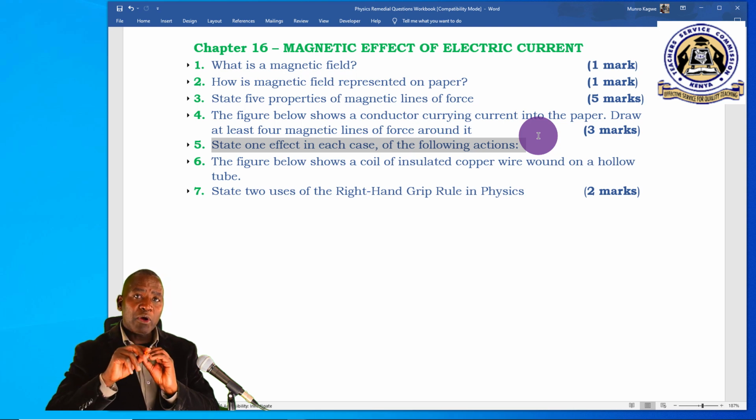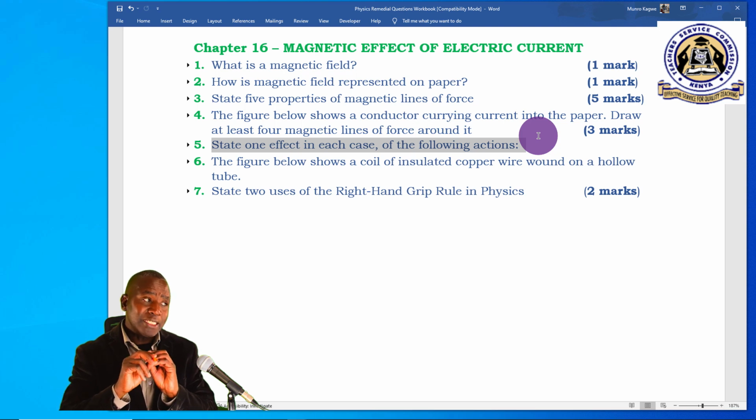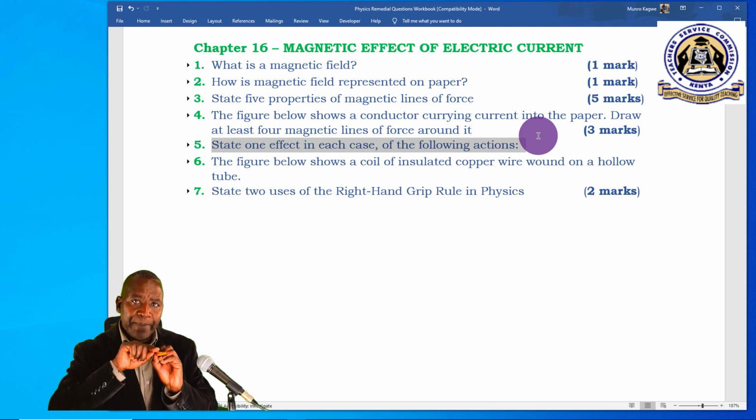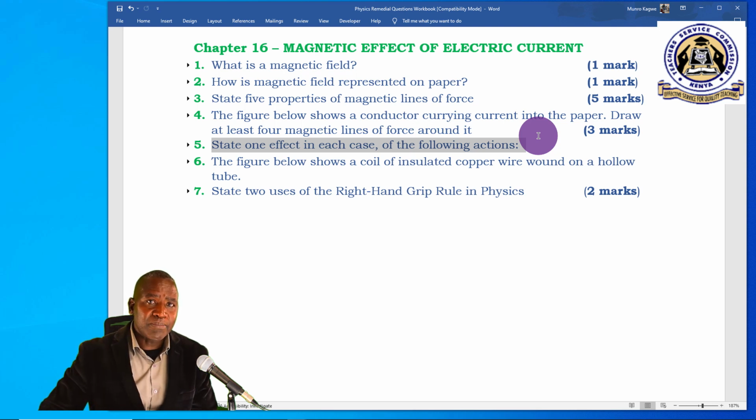So when we are talking about a piece of paper, it is your book. How would you represent current moving into the paper, current moving away from you? We usually use a small circle and an X. When current is coming out of the paper, then we usually use a small circle and a dot.